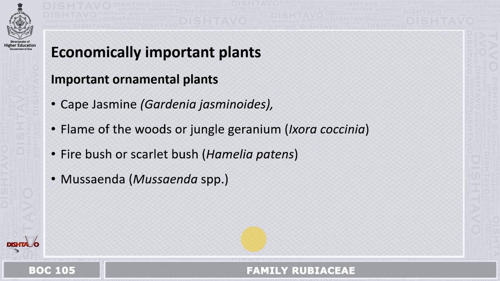Coming to the economically important plants of family Rubiaceae, the important ornamental plants are Gardenia jasminoides, which is commonly referred to as Cape jasmine, Ixora coccinea, commonly known as flame of the woods or jungle geranium, Hamelia patens, commonly known as firebush or scarlet bush because of the flowers, and Mussaenda species, commonly also referred to as Mussaenda, which are introduced for their brightly colored sepal in the garden.